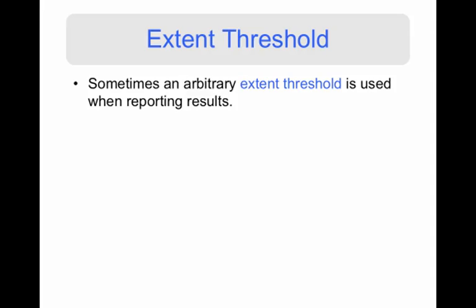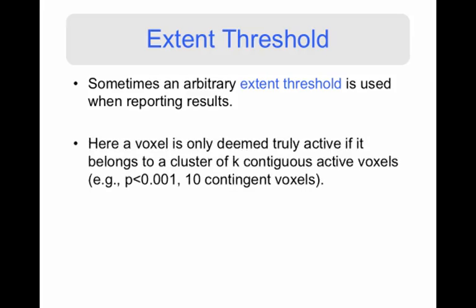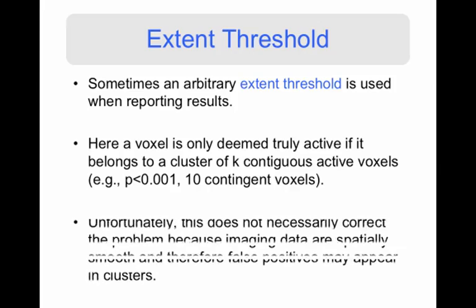Sometimes researchers use an arbitrary extent threshold when reporting results. So for example, a voxel is only deemed truly active if it belongs to a cluster of k contiguous active voxels. We might do a primary threshold of p less than 0.001, and then say, well, if 10 contiguous voxels are all below that threshold, then we'll deem that whole cluster as being active. Otherwise, the voxel is thrown out.